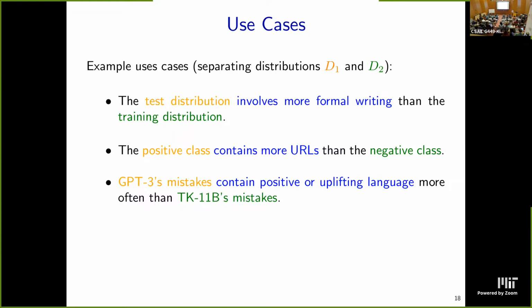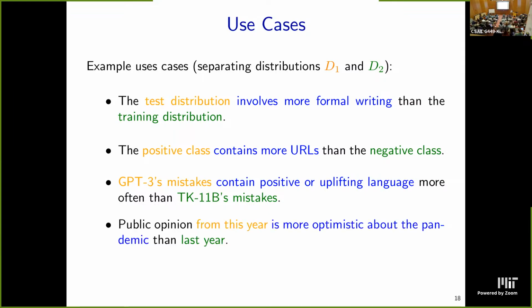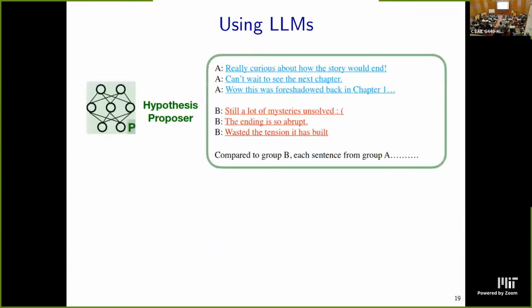And if I wanted to go beyond just understanding machine learning, say for the social sciences, maybe I look at tweets from 2021 versus 2022, and find out that public opinion from this year is more optimistic about the pandemic than last year. There are many applications in the social sciences or other areas where these sorts of contrastive descriptions would be useful. So this hopefully motivates the task. Now, how do we do it?